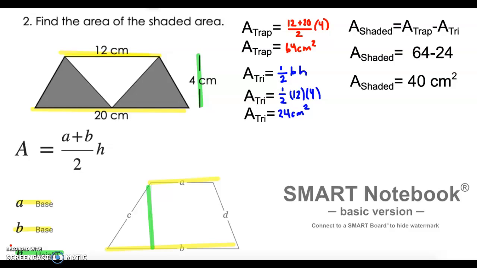Then, like I said at the beginning of the video, to find the area of the shaded portion, we need to do the area of the trapezoid, so that's the area of the entire figure, minus the area of the triangle. And we're going to subtract the part that is not shaded in. So that is going to be 64 minus 24, which is 40 centimeters squared.